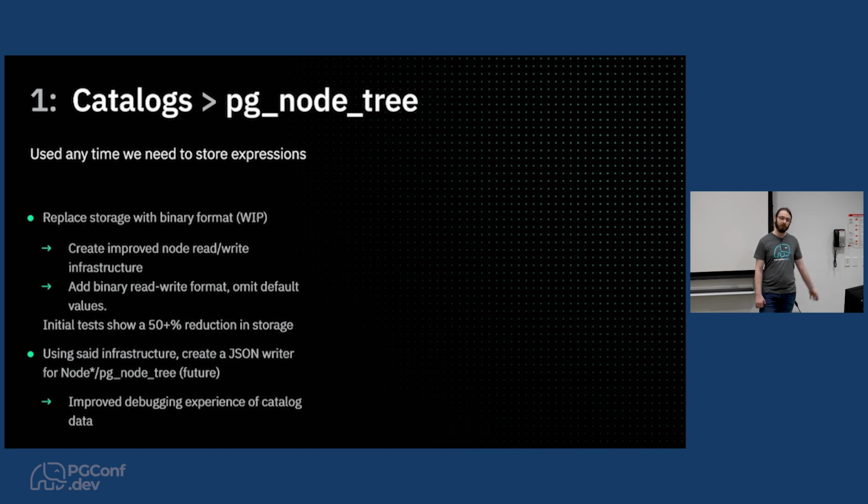It is not yet ready to be published on the hackers list, but initial tests show really good improvements. And it would also allow improved debugging experience with the catalog data, because implementing a JSON writer of node structures is also just as easy as implementing the binary format, using just the metadata of what's the structure of this node type. I've been working on that. I hope to have the patch on the hackers list soon, but there are still some issues that I'm trying to figure out.